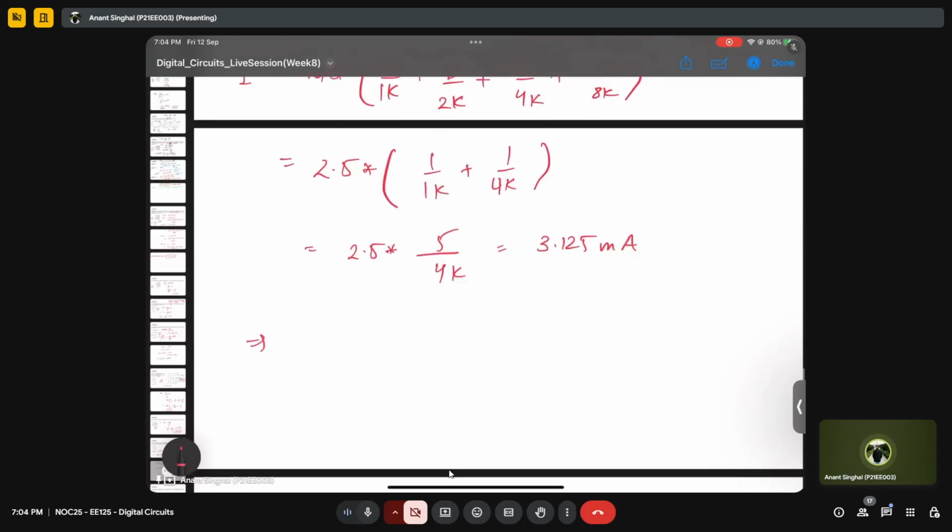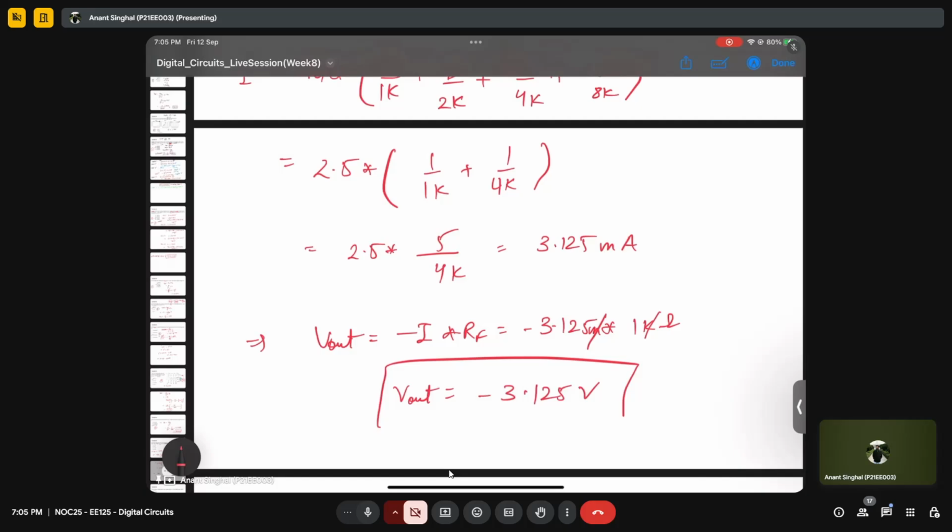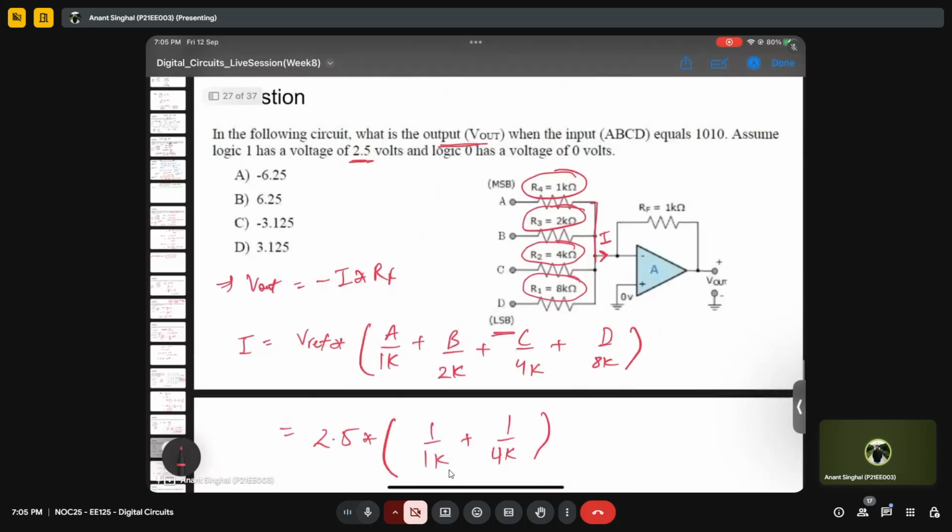And the RF is already given to you. So the output voltage will be minus I times RF, which is 3.125 milliamps times 1 kilo ohm. Milli and kilo will cancel. So the output voltage will be minus 3.125 volts, which is option C.